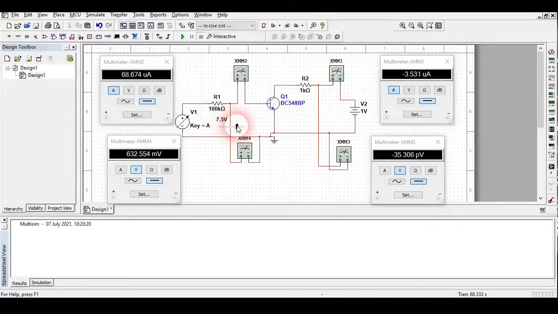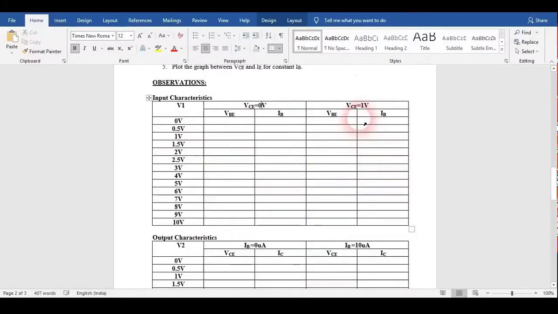Now at this time you are seeing that this V2 is 1 volt. When this V2 is 1 volt, what will we get when we run this circuit? Just see here, this VCE is showing 1 volt. Why is it showing 1 volt? Because it is directly connected with this V2. So at this point this VC is 1 volt.